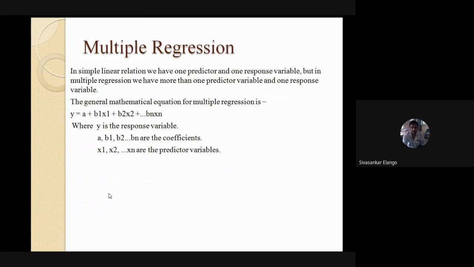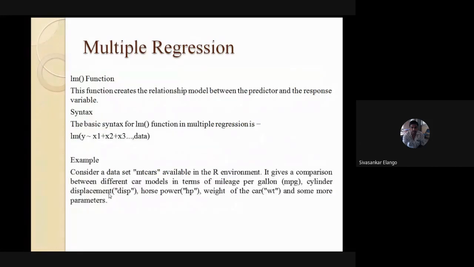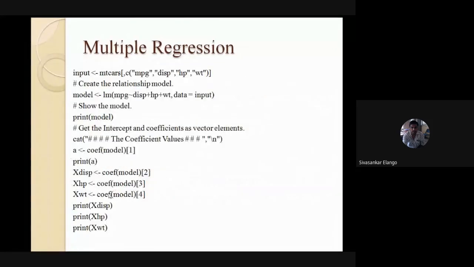And the next case, in the case of simple linear regression, you have one predictor variable and one response variable. But in multiple regression, we can have more than one predictor variable and one response variable. So you have one response variable, capital Y, and you have multiple predictor variables, X1, X2, X3 and so on. It's known as multiple regression. So multiple regression also can be easily implemented using R programming. I'll pause this presentation and you can execute this code.